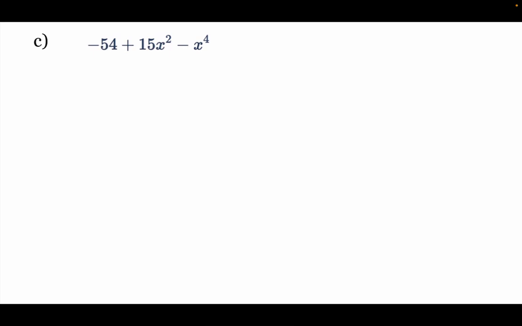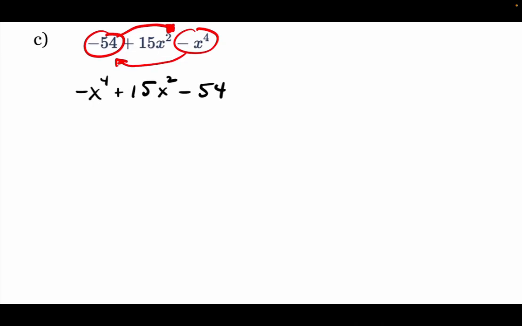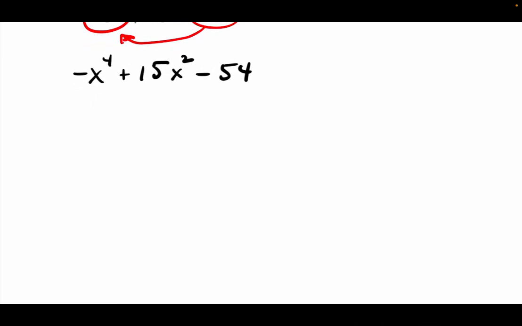Step 1, descending order. Nope, it's not in the correct order. So I got to move this guy first, move this guy last. So a negative x to the fourth plus 15x squared minus 54. Their signs go with them. Okay. This has got a negative 1 in front, right? Okay, step 1 is done.